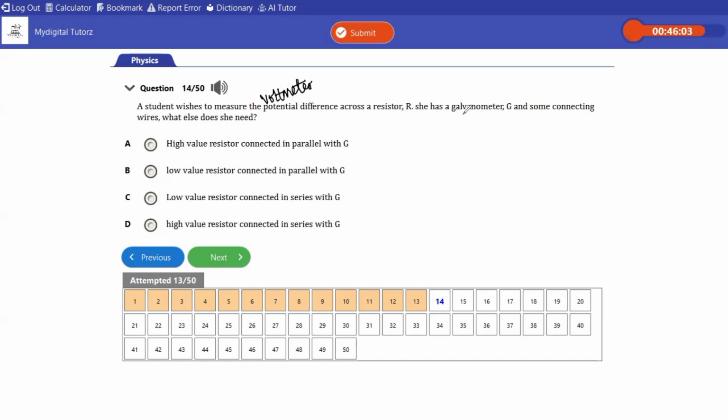And the resistor is there. Then she has a galvanometer. That's to show that she wants to convert this galvanometer into a voltmeter. Are we together? So conversion of galvanometer into a voltmeter, how do we do that? That is what the question is asking, nothing more. So in order to convert a galvanometer into a voltmeter, what do we do? We connect a high value resistor in series with the galvanometer. Here is the high value resistor, right? Then you connect it in series with the galvanometer. That is all. I've converted this galvanometer into a voltmeter.